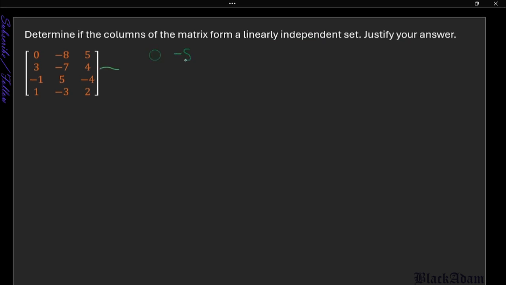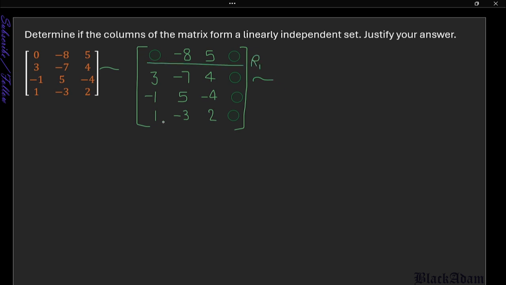We have a linear independent set, so you have to justify whether the matrix is linearly independent. What we do is we write 0, -8, 5, 0, so we add the 0 column, and then that will be -1, 5, -4, and the final one is 0, and there's 1, -3, 2, and 0. So we need to find the values of x1, x2, and x3.